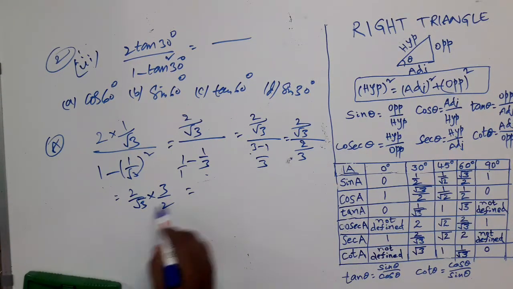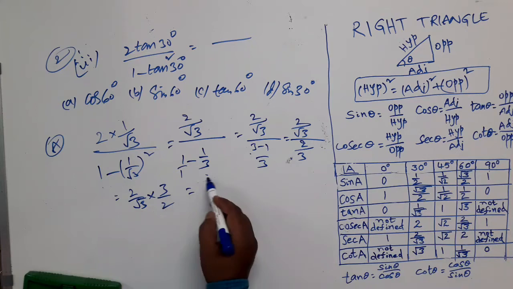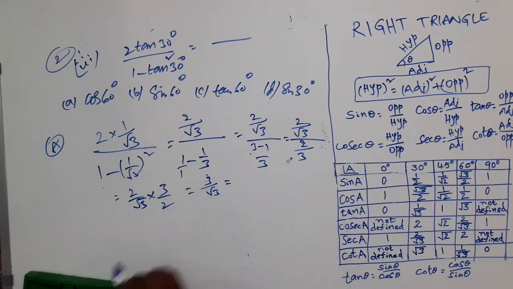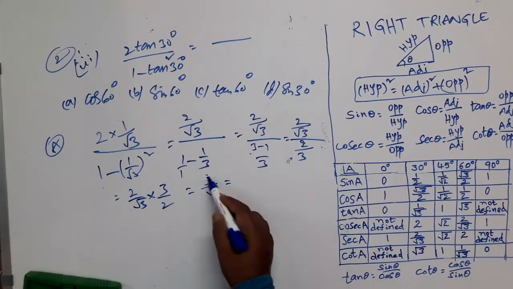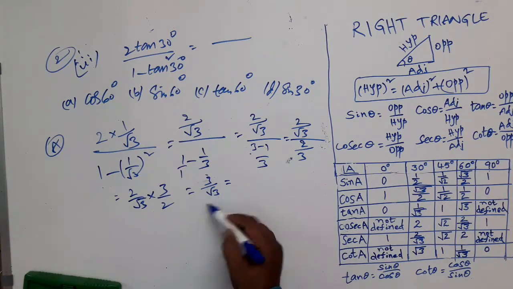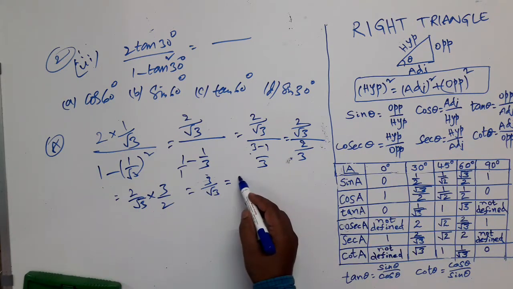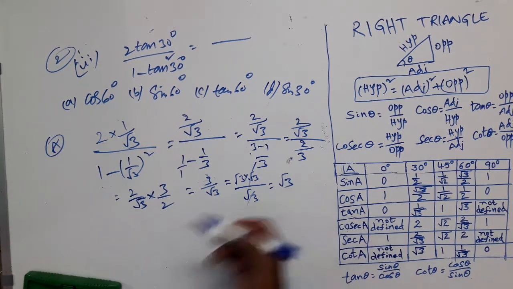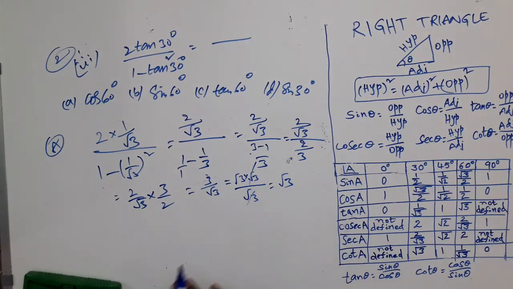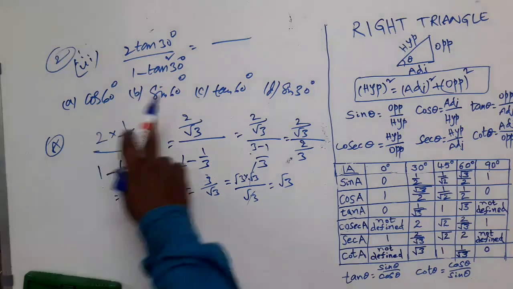Now simplify further. 2 cancel. This will be 3 by root 3. How shall we simplify this further? Yes. 3 can be written. Of course, is there any relation between these two? Clearly, this is square of this. So 3 I am writing as root 3 multiplied by root 3 divided by root 3. One root 3 I am cancelling, so root 3 will be remaining. This is the answer. Yes, which option will give you root 3?